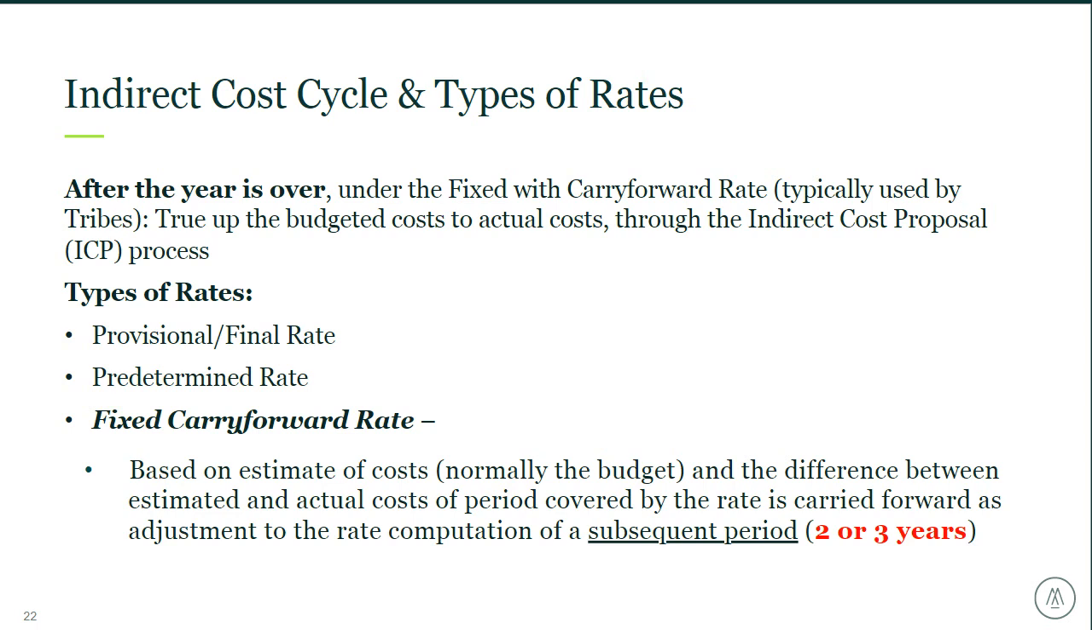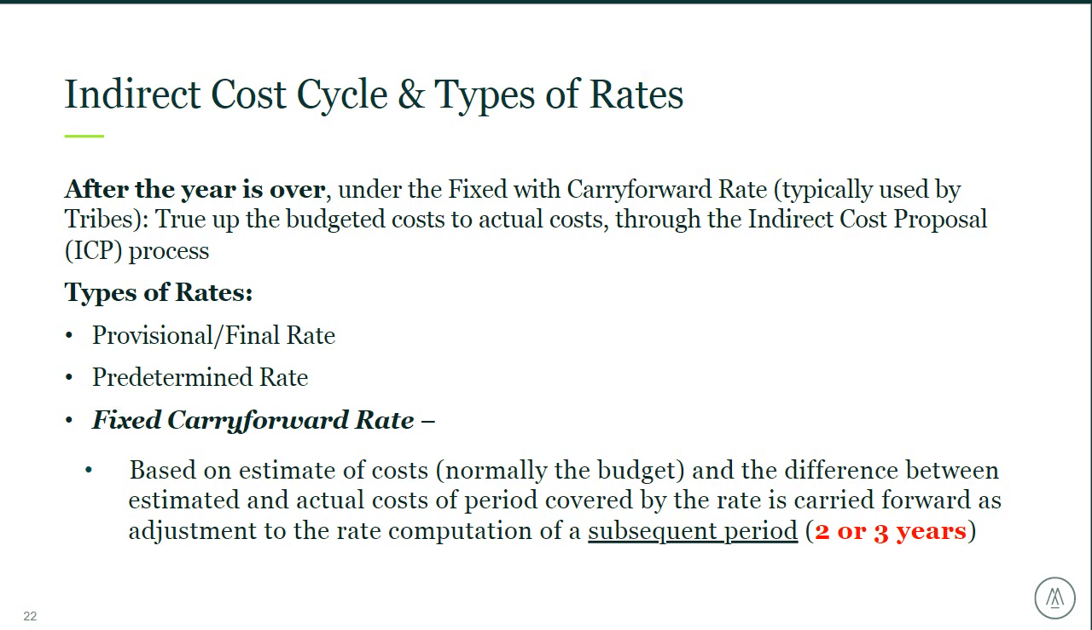There's a predetermined rate, which is basically a permanent rate that you would use, and the assumption is that that rate approximates your actual rate for the year. And the fixed carry-forward rate is based on estimated costs, typically the tribal government's budgeted costs, and those costs are then trued up based on actual costs, and there's an adjustment between the estimated and actual cost. That adjustment is carried forward to the calculation that you do for the next indirect cost proposal in the subsequent year. So I've put the 2 or 3 years in red font.